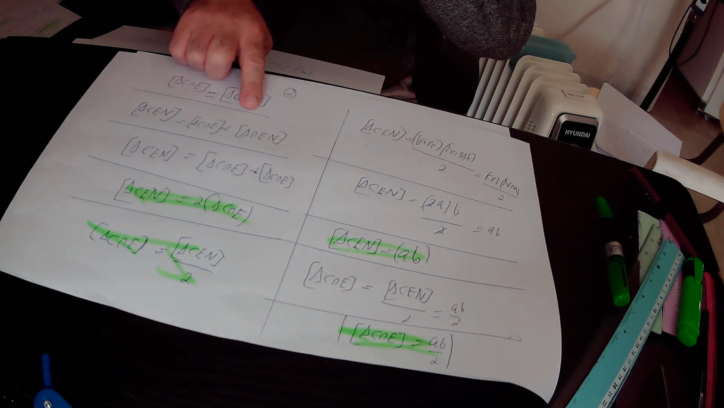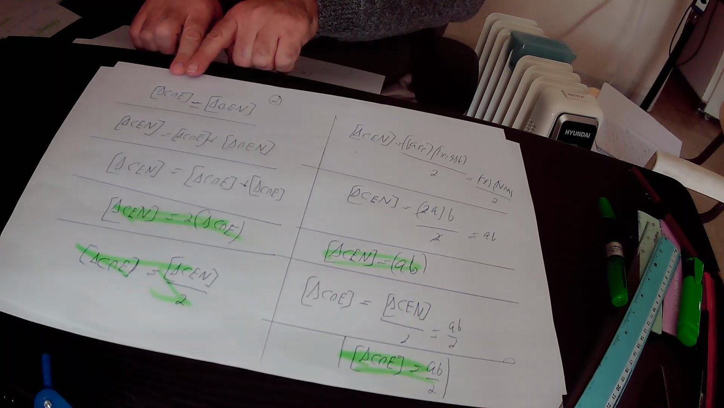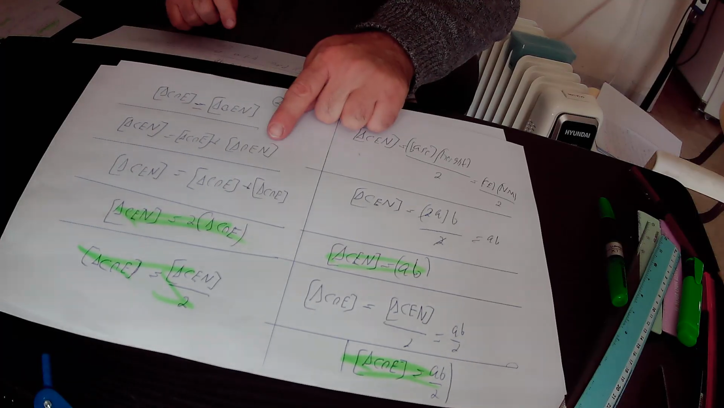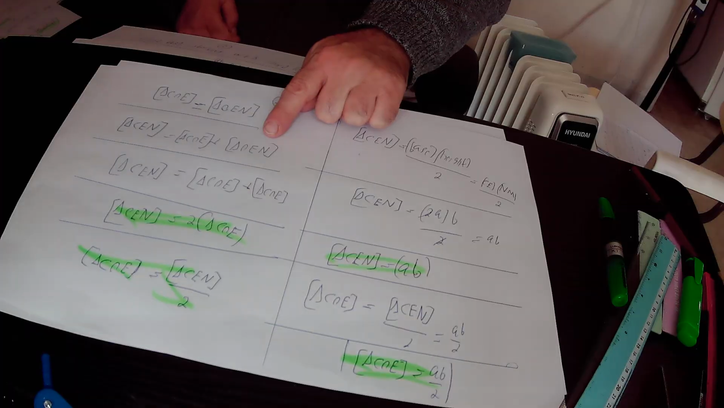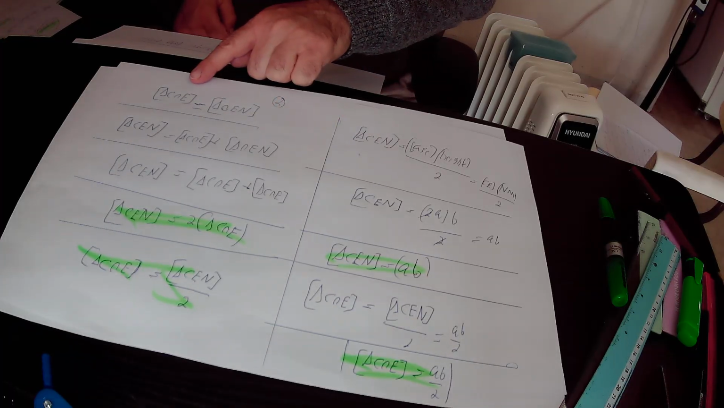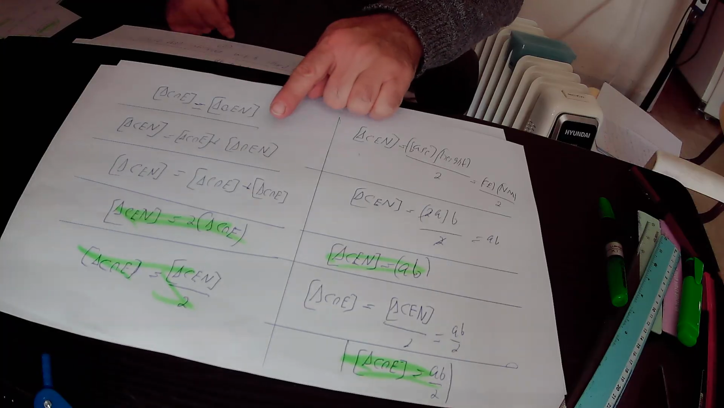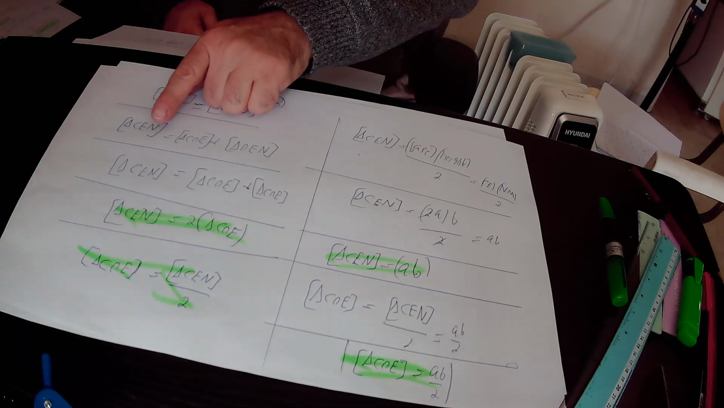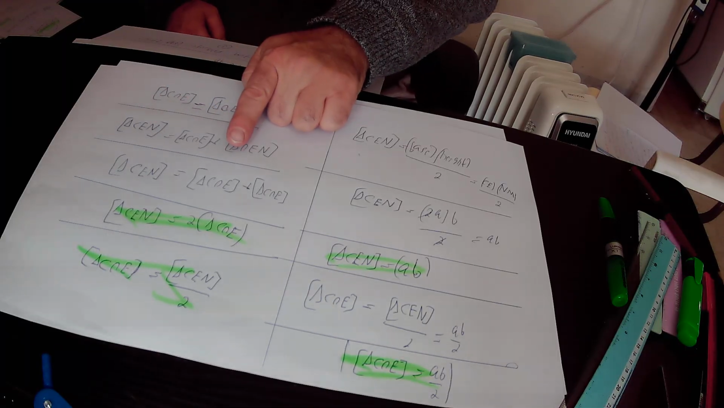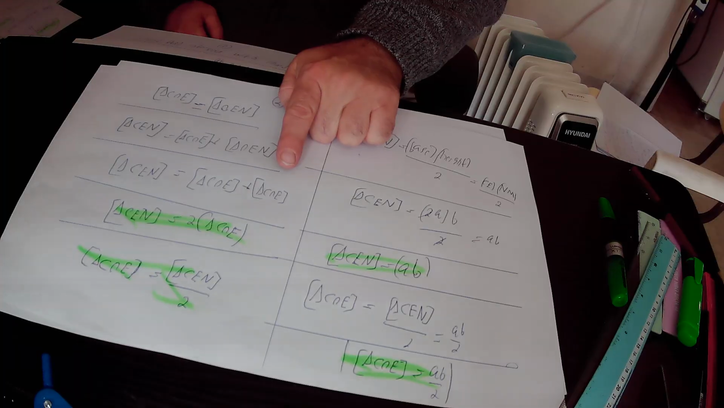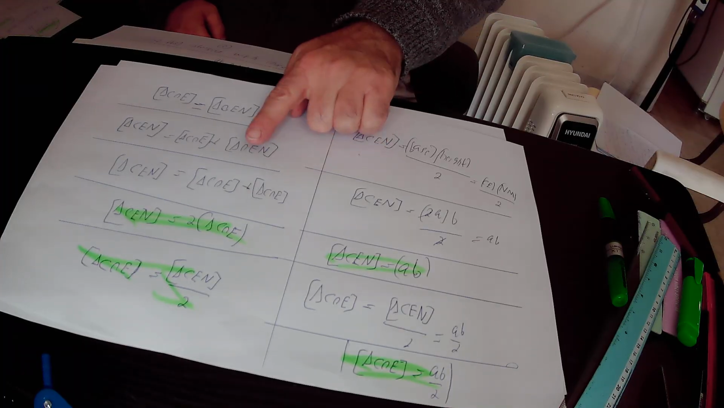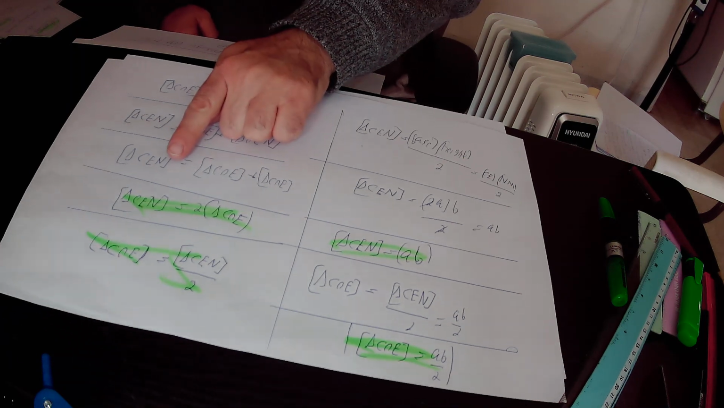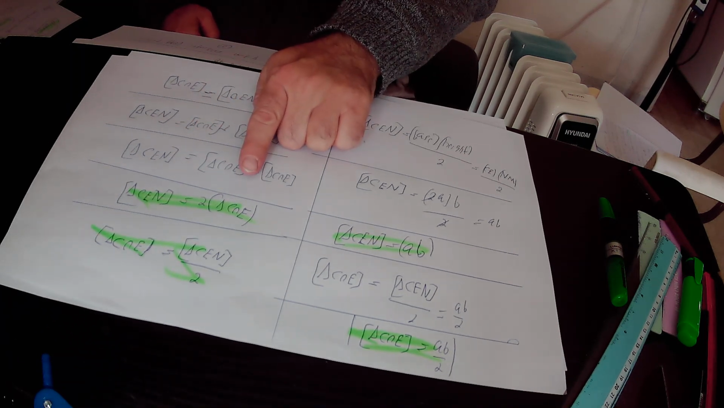But we already found out that the area of the triangle COE equals the area of the lower triangle ON. So we can substitute the area of the lower triangle ON by the area of the triangle COE because they are equal to each other. We did it, and so we found out that the area of the big triangle CEN equals the area of the triangle COE plus the area of the triangle COE, that is 2 times the area of the triangle COE.